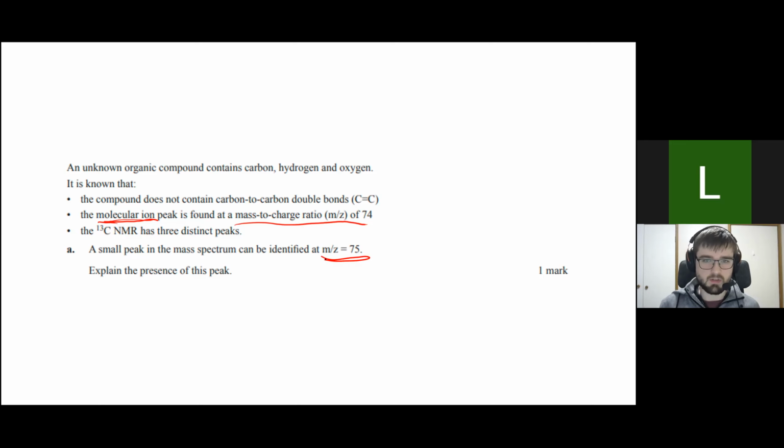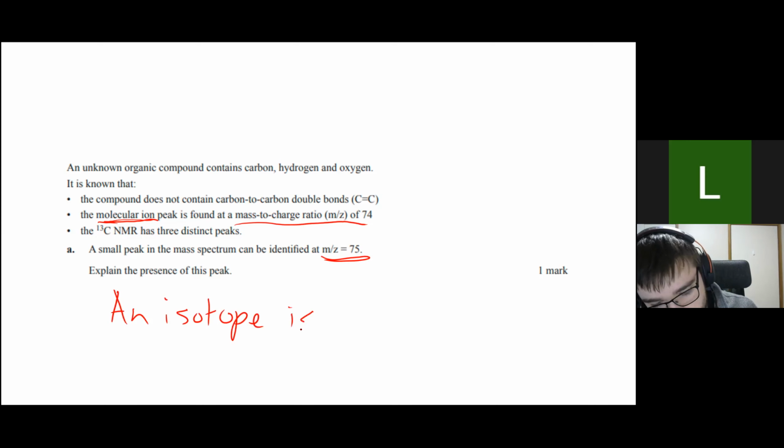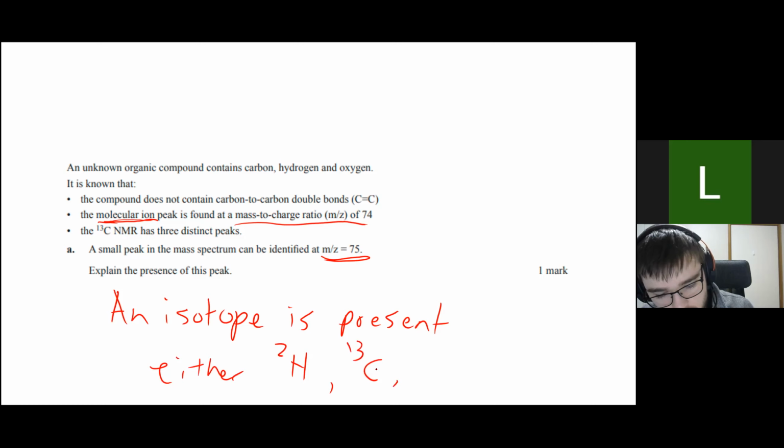So how does that work? If the mass of the compound is 74, how do we get 75, if the only thing you can do is break up? Well, there are basically three possibilities here, and they're all the same thing. Basically, we have some form of an isotope present. We've got three elements here: carbon, hydrogen, oxygen. Either we've got deuterium, or some kind of carbon-13, or, well, it can't be 14 because then it would be 76, or we've got oxygen-17. One of the first two being the more likely.